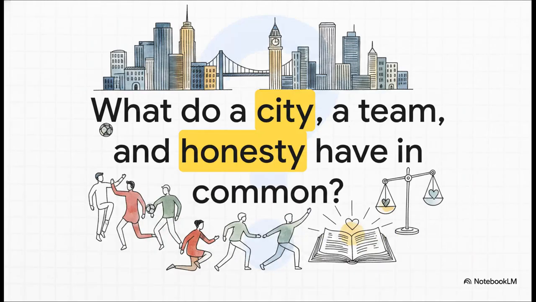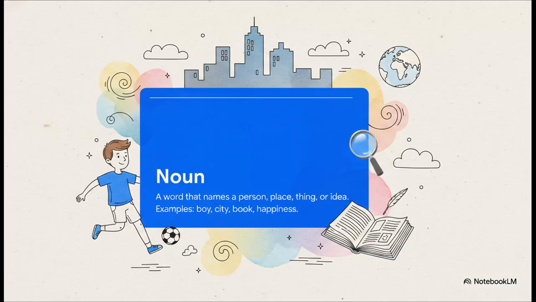Okay, let's start with a little riddle. What could a city, a team, and the idea of honesty possibly have in common? I mean, think about it. They're totally different, right? One's a physical place, another is a group of people, and the last one, well, you can't even see or touch it. So what's the connection? You guessed it, they are all nouns.